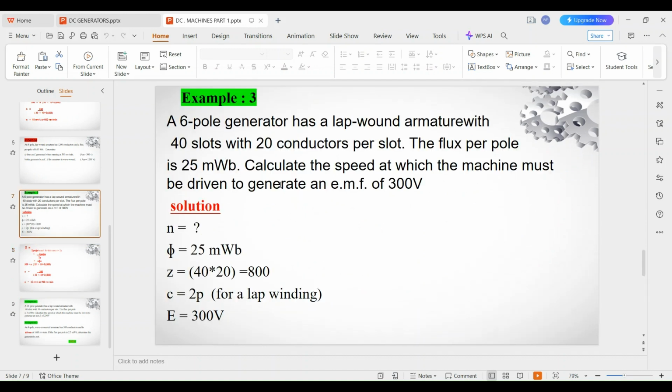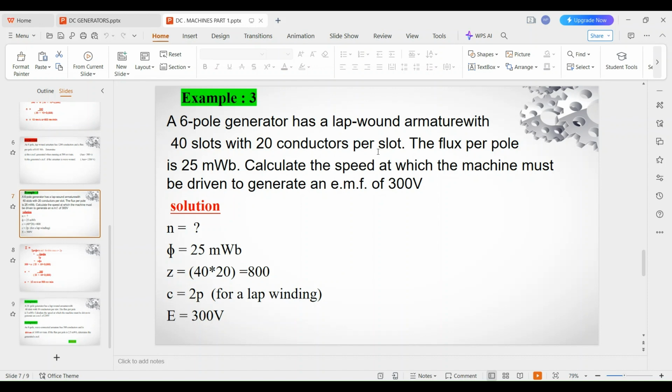So let's look at this. Let's calculate. So n is unknown, speed is unknown, that is what we are looking for. Then phi we have been given as 25 milliwebers, and Z, that is the number of conductors, we have been told is 40 slots. The armature has 40 slots with 20 conductors per slot. That means that we shall have 40 multiplied by 20 to get the total number of conductors in that armature.